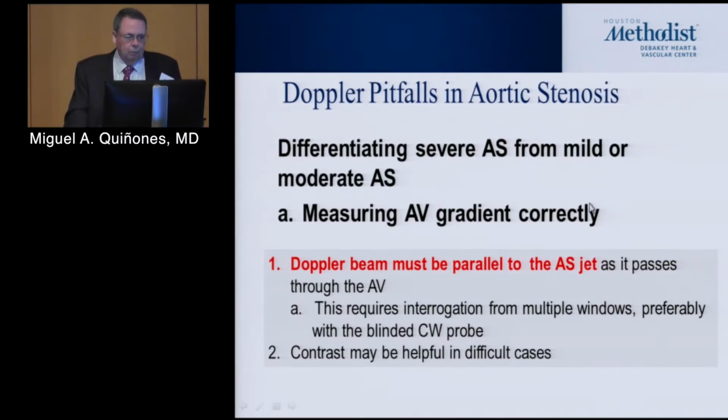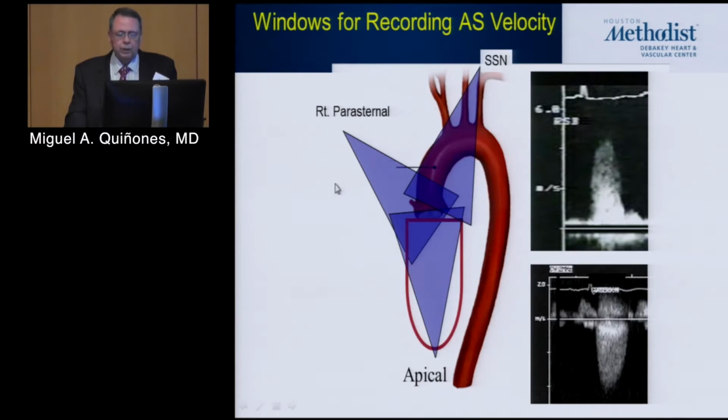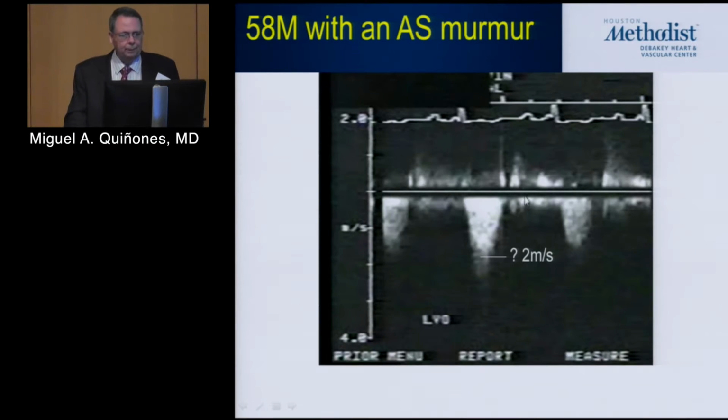The most important thing that we have on a day-to-day basis is aligning parallel to the AS jet. That's the big one. And we all teach about using multiple windows, but for some reason, sonographers just love that apical. And now nobody wants to learn how to do a pedoff. So we have situations where sometimes you can have a real problem because the best alignment may not be apical. This patient, this is the best they could get from the apical window, okay?